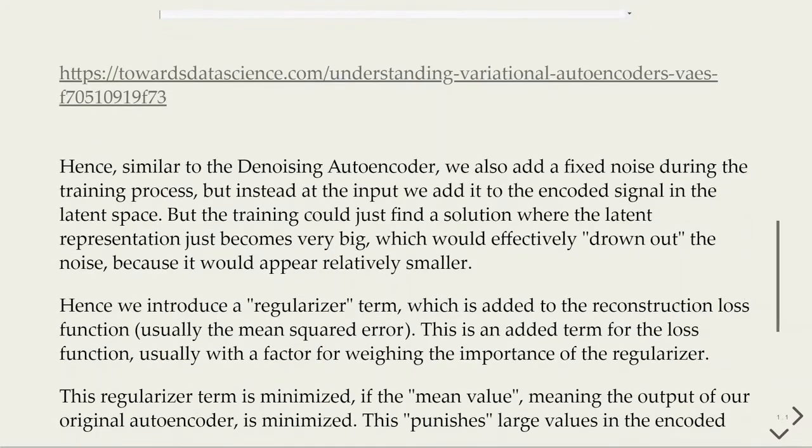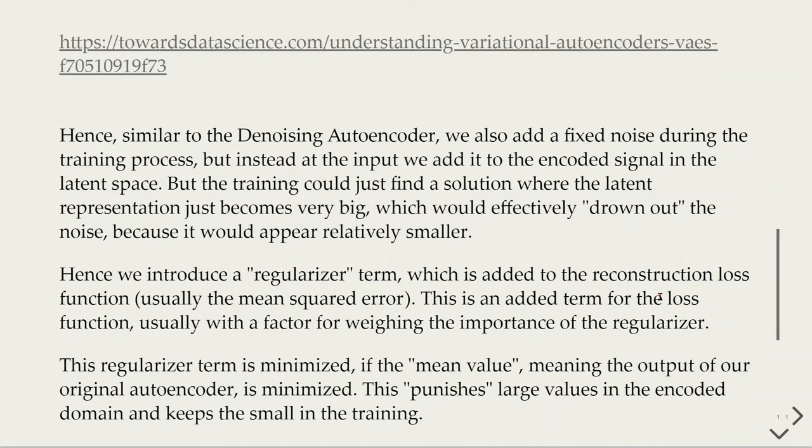Similar to the denoising autoencoder, we also add a fixed noise during the training process. But instead of introducing noise at the input, we add it to the encoded signal in the latent space. But the training could just find a solution where the latent representation just becomes very big, which would effectively drown out the noise because it would appear relatively smaller.